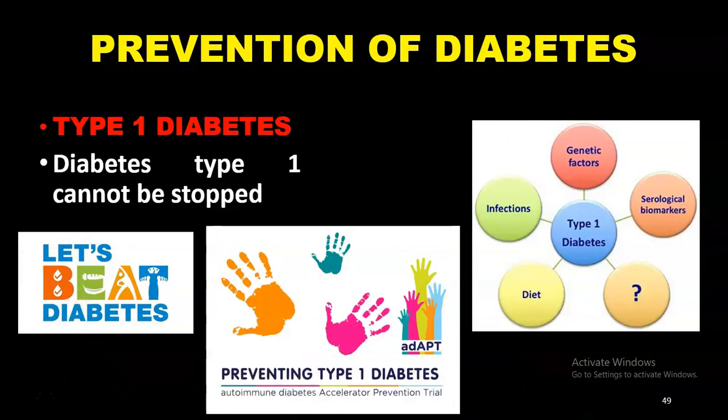Now, prevention of type 1 diabetes. Type 1 diabetes cannot be stopped. Due to the autoimmune nature of type 1 diabetes, your body actually attacks itself. The reason why a person's body would attack itself is unknown to scientists. Genetic alterations are just one of several potential contributing variables.